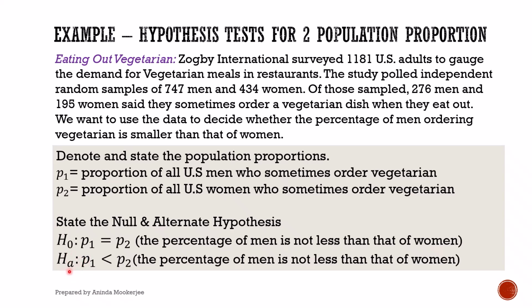It's the same as what the null hypothesis is stating. Alternate hypothesis is stating P sub 1 is less than P sub 2. How did they come up with less than P sub 2? Go back to the question. It should state in the question what they want you to test. It says here, we want to use the data to decide whether the percentage of men ordering vegetarian is smaller than that of women, and that is the reason they have used the less than sign in the alternate hypothesis. So what tailed test is it going to be? It's going to be a left-tailed test, correct?